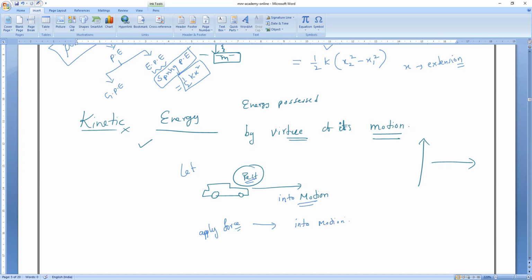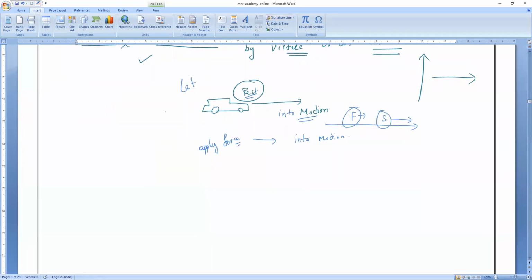Now, the force which we apply is displacing the body. Am I right or wrong? The force which I apply is showing the displacement of the body. So from force and displacement, you can calculate something. The force we apply displaces the body, which means work is done. Everybody, work is done. Understanding?